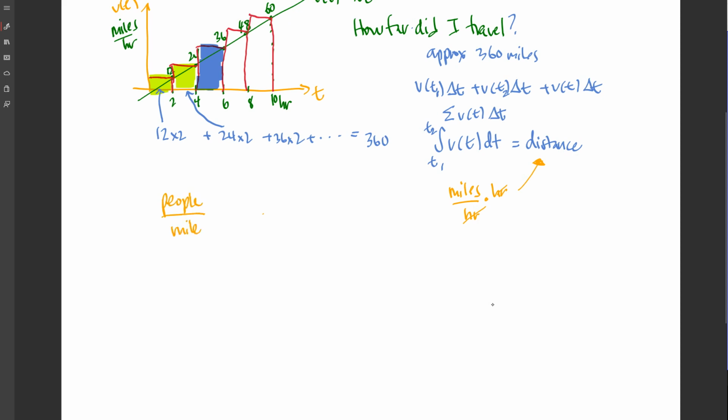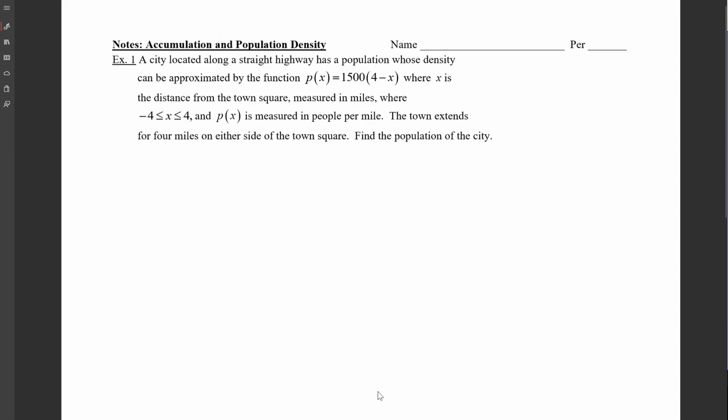So when we talk about population, if we have people per mile, that would be a population density. If I want to get the number of people, then what would I have to multiply by? Miles. What if I had people per square mile? So this would be miles squared, people per square mile. If they gave me this as a population density, what would I need to multiply it by to get the number of people? I would have to multiply it by square miles, right? Or area, okay? So we're going to have to pay more attention to our units than we did in the past.